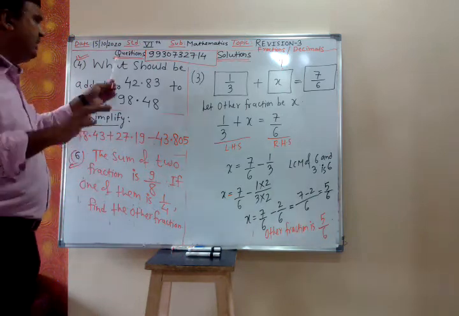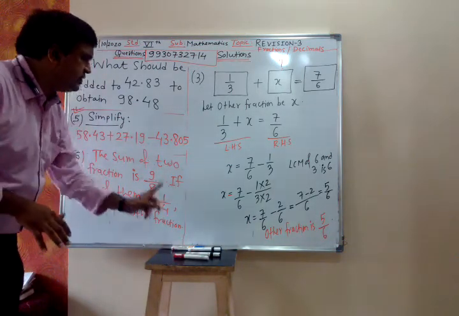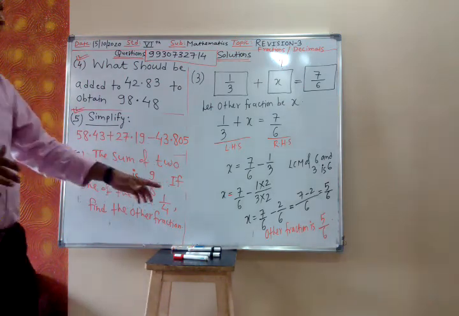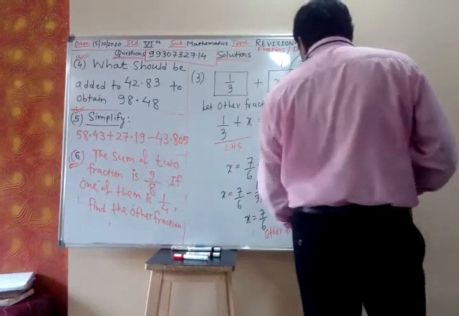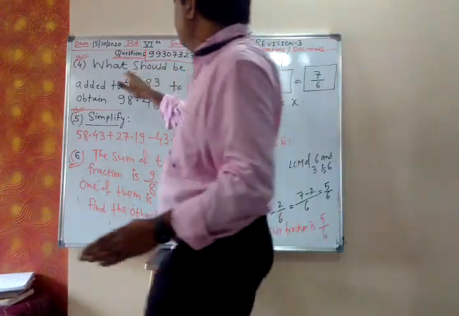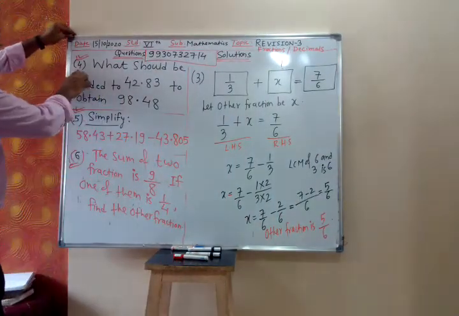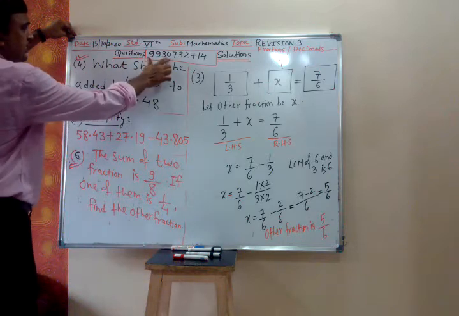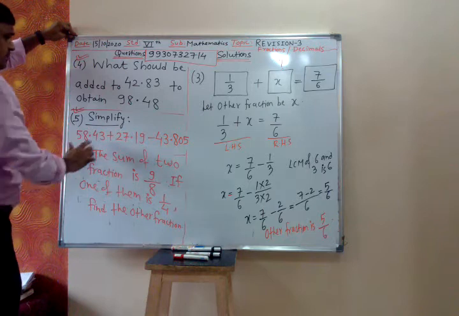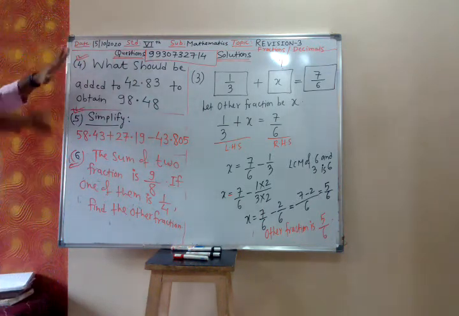Don't write the question. Start solving it. The other fraction is 5 upon 6, that you have to write. Once you solve 4, immediately send me on the WhatsApp. Once you solve the 5th, 6th, immediately send me on the WhatsApp. Start solving.